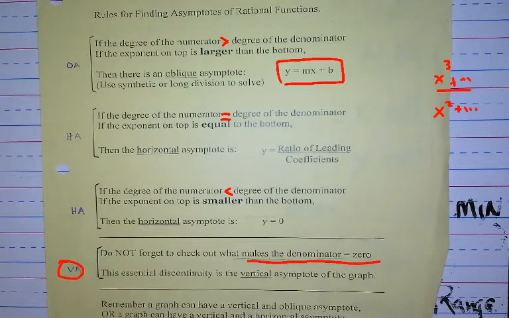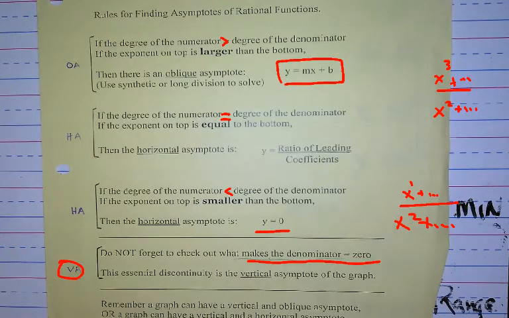Whenever the degree of the numerator is smaller, so if I had x plus something up here, and on the bottom I had x squared plus something, something, something, so the degree of the denominator is larger. This one's x squared, right? And that one's just x to the 1. Then the horizontal asymptote is always 0.